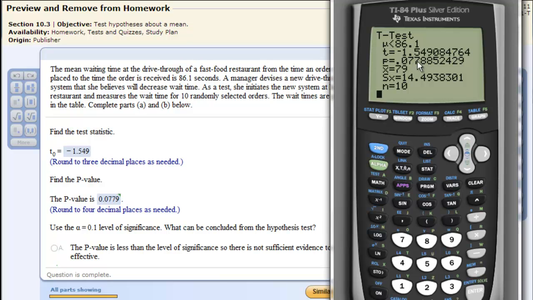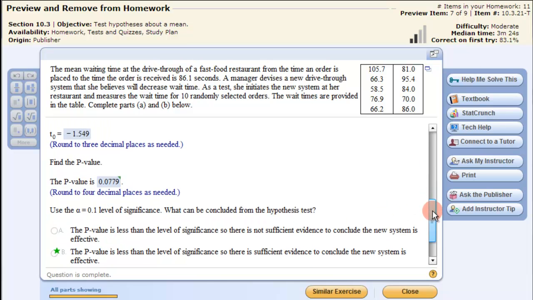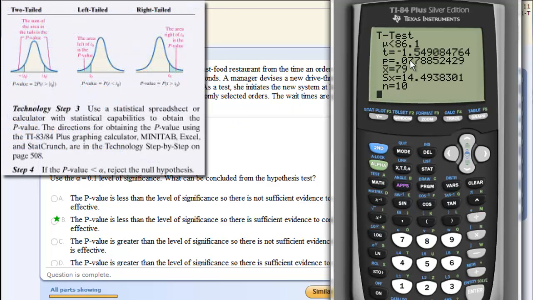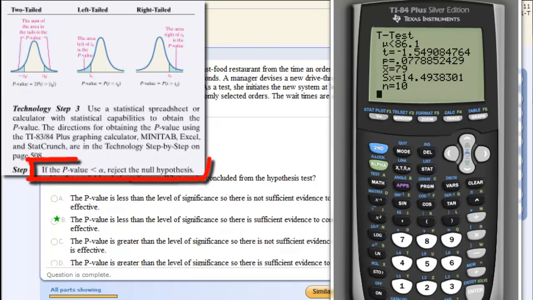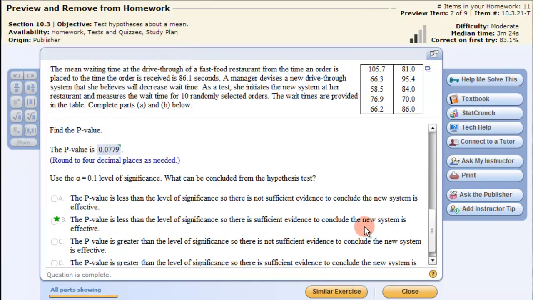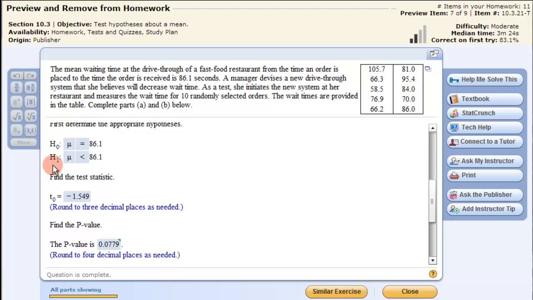0.0778, or round up to 0.0779, excuse me. Okay. And then we need to use the 0.1 level of significance and determine what can be concluded by the hypothesis test. Since they did p-value, we're going to look at the p-value. Well, this is less than 0.1, right? So our p-value is less than the level of significance. So we're able to reject the null hypothesis, and there's sufficient evidence to conclude the new system is effective. They don't say reject, but that's what we do. We can reject the null hypothesis and say there's enough evidence that yes, the new system is effective.